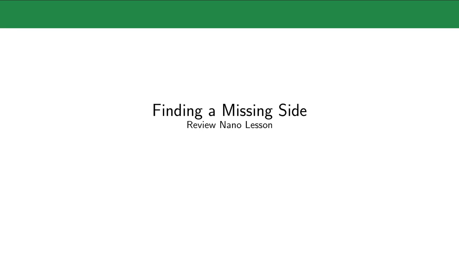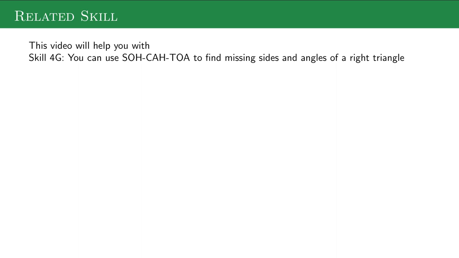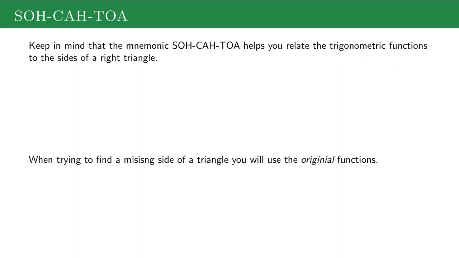In this speedy review video, we're going to talk about finding the missing side of a right triangle. And it's going to help you with skill 4G. Keep in mind the mnemonic SOHCAHTOA tells you the trigonometric functions sine, cosine, tangent, and which sides of the right triangle, opposite, hypotenuse, adjacent, they're related to.